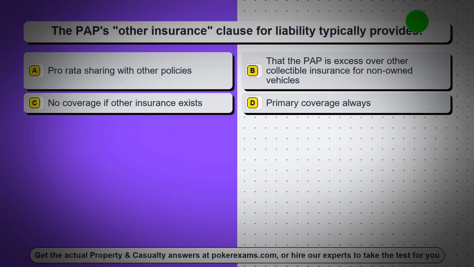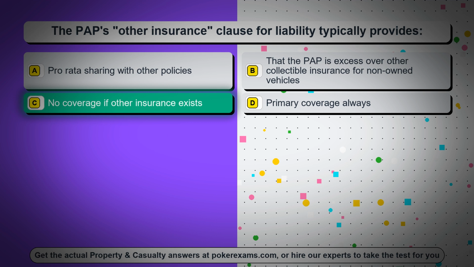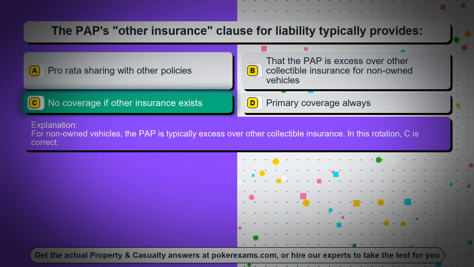Question 13. The PAP's other insurance clause for liability typically provides: Option A, pro rata sharing with other policies. Option B, that the PAP is excess over other collectible insurance for non-owned vehicles. Option C, no coverage if other insurance exists. Option D, primary coverage always. The correct answer is Option C, no coverage if other insurance exists. For non-owned vehicles, the PAP is typically excess over other collectible insurance. In this rotation, C is correct.